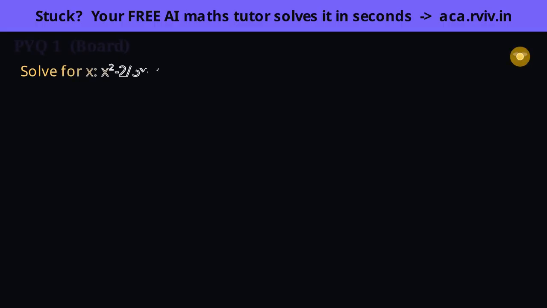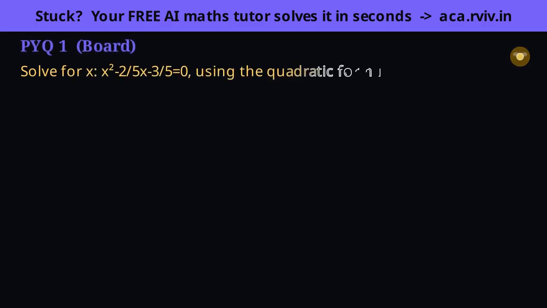Clear the fractions first, then plug into the formula. The question tells us to use the quadratic formula, the completing the square result we derived, guaranteed to work on any quadratic. But fractions would make A, B and C messy, so first multiply every term by 5 to clear them. Now read off clean whole number coefficients. A is 5, B is minus 2, C is minus 3.